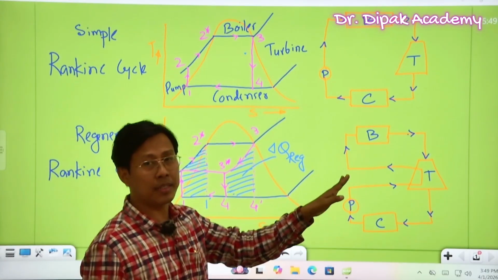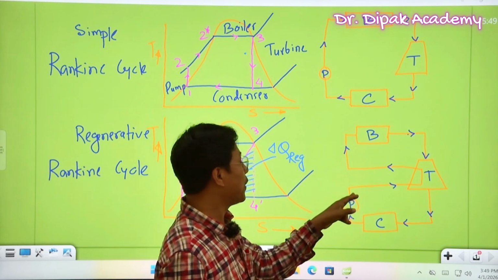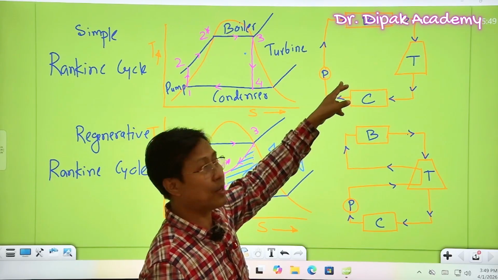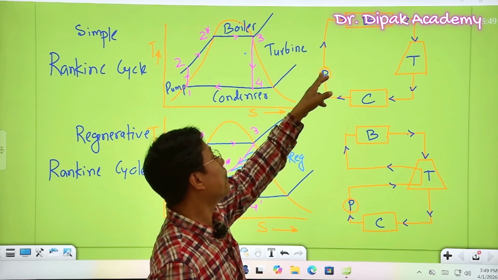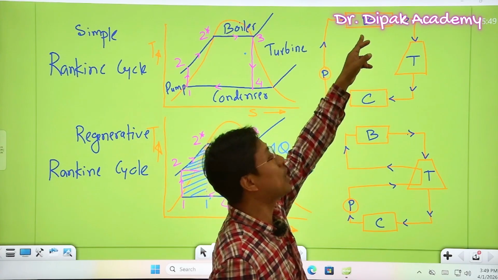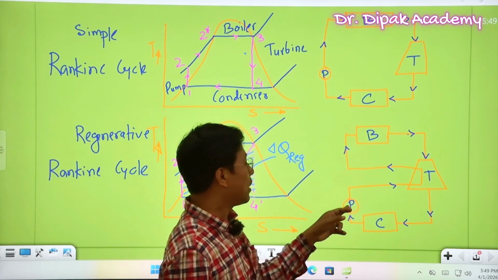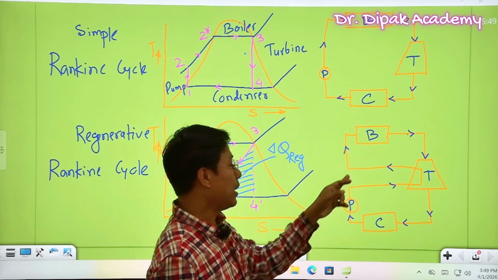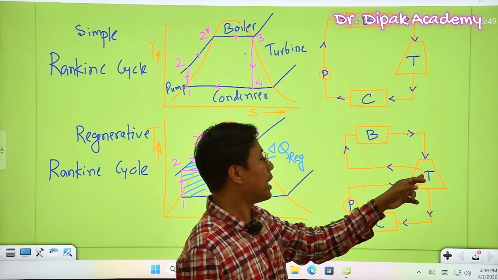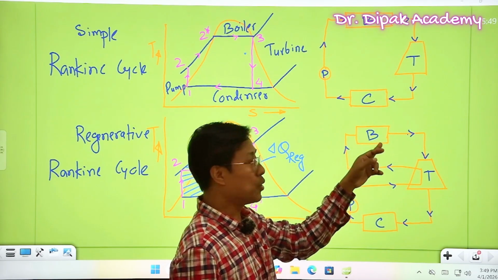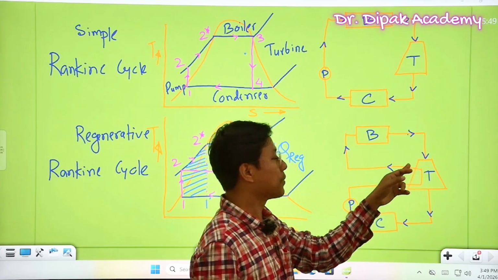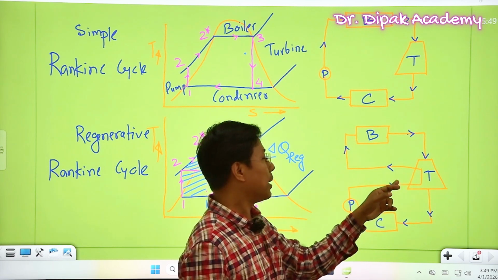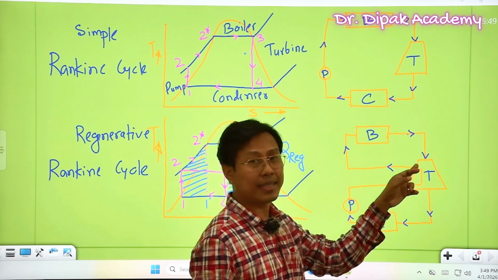So here the difference is that this feed water after the pumping. So here in case of simple Rankine cycle, we find the water from the pump directly goes to the boiler. But in this case, the water after pumping will not go directly to the boiler. This water will come to the turbine. Okay, after the turbine, it will reach the boiler. So here the regeneration happens. Okay, so in this turbine, regeneration happens. Okay, so regenerative heat exchange takes place.